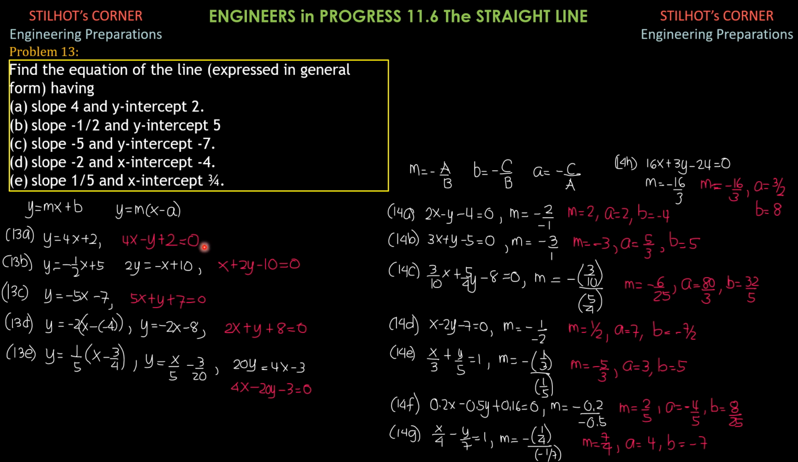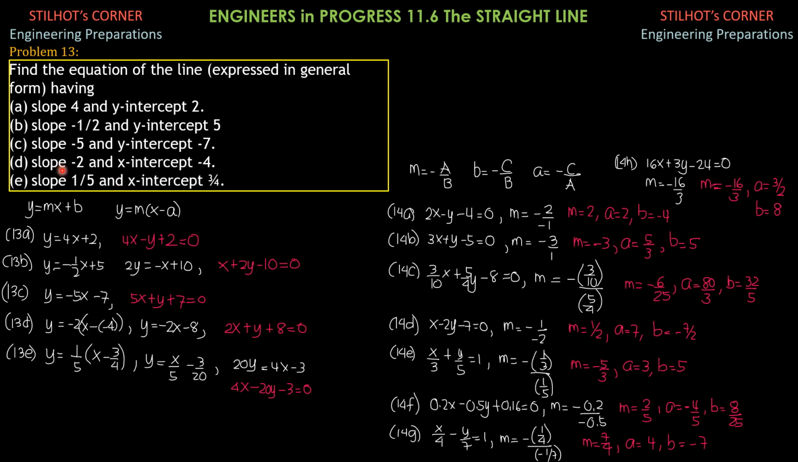So that's for 13a. For 13b, y equals slope negative 1/2 of x plus y-intercept 5. Multiply everything by 2, so 2y equals negative x plus 10. Then expressing in general form, x plus 2y minus 10 equals 0. Then for 13c, y equals slope negative 5x, then plus y-intercept, which is negative 7. Expressing in general form, 5x plus y plus 7 equals 0.